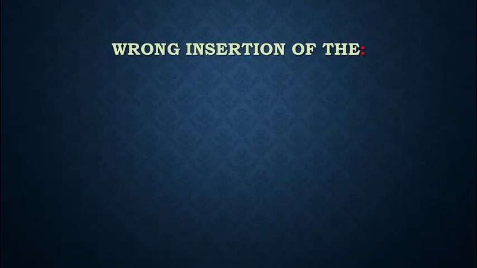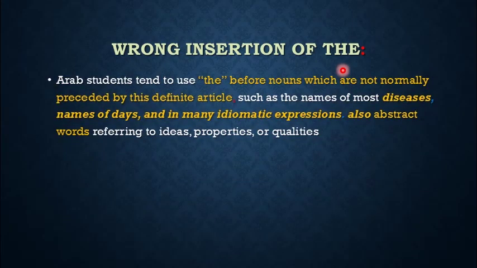Okay, this is another and the third type of errors that is related to definite article usage. This is wrong insertion of "the". So Arab students tend to use "the" before nouns which are not normally preceded by this definite article in English. Sometimes in English we don't insert an article before the noun. However, Arab speakers tend to overuse the definite article "the".